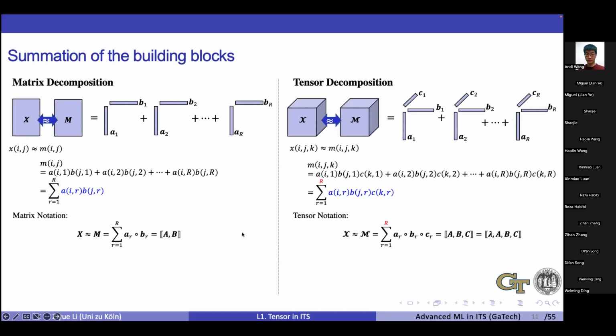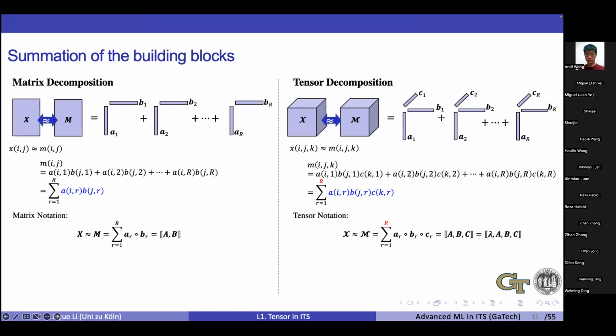We can write it in a simpler way: we combine all those A vectors together into matrix A, all those B vectors into matrix B, and similarly we get matrix C. And for example, if we normalize A, B, and C, then we add a weight vector lambda to scale back to the original scale.